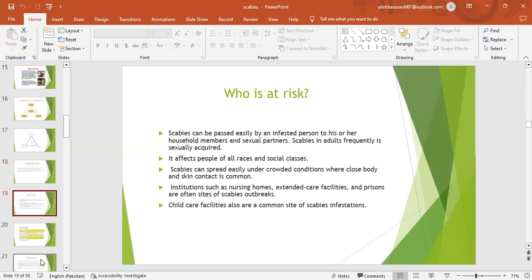Who is at risk? Scabies can be passed easily by an infested person to his or her household members and sexual partners. Scabies in adults frequently is sexually acquired. It affects people of all races and social classes. Scabies can spread easily under crowded conditions where close body and skin contact is common. Institutions such as nursing homes, extended care facilities, and prisons are often sites of scabies outbreaks. Child care facilities also are a common site of scabies infestation.